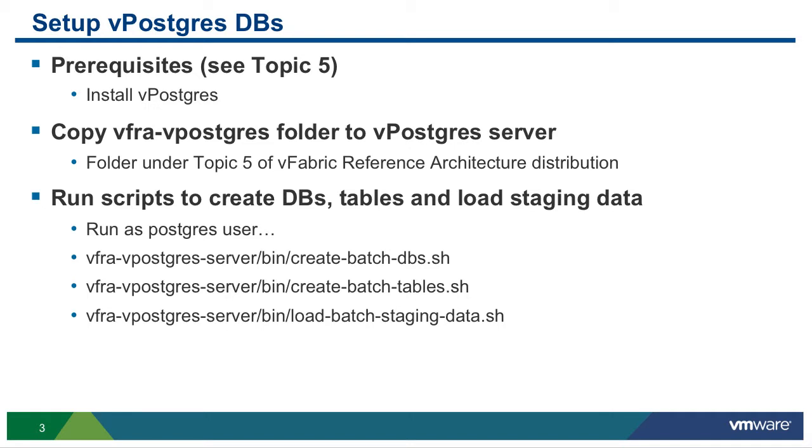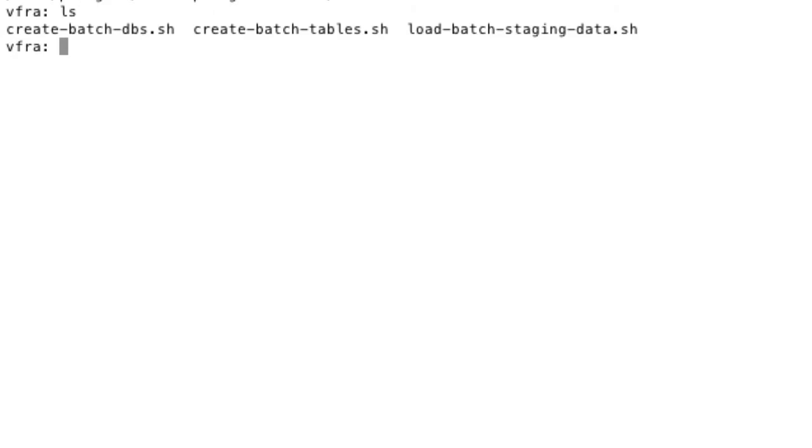Look to topic 5 for instructions for installing vPostgres. We assume that you've copied the vFRA vPostgres folder under topic 5 to your Postgres server, and then we're going to run a bunch of scripts shown as the Postgres database user. So I'm currently logged on to the Postgres server. I'm in the vFRA Postgres folder that I've copied, in the bin directory.